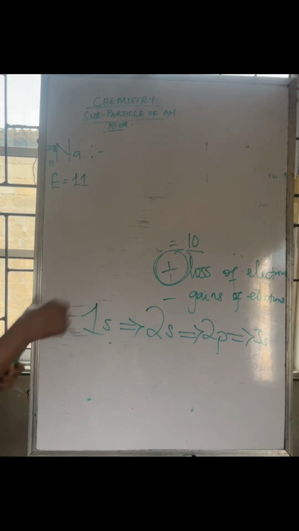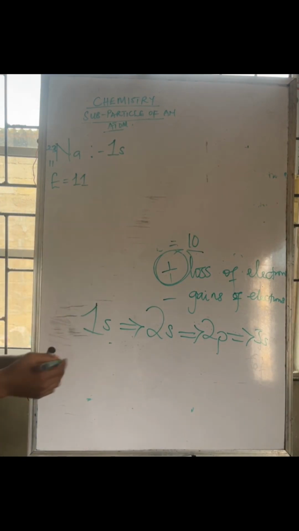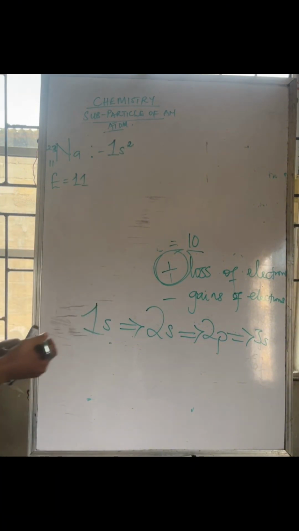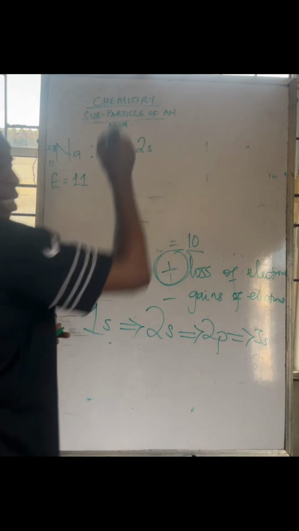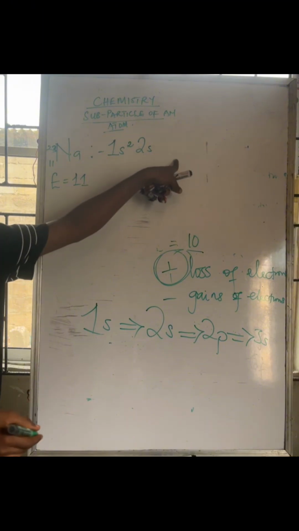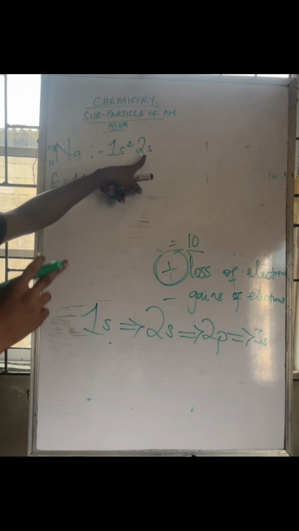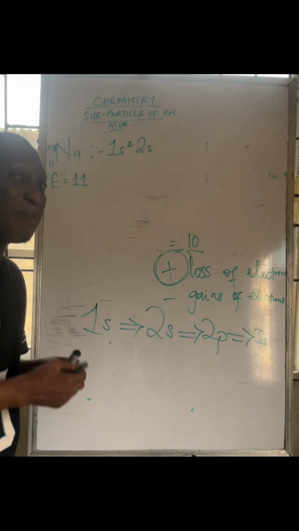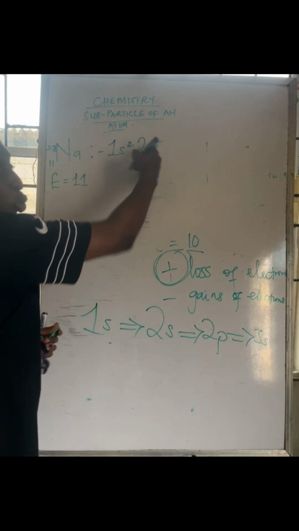Now, shall we go? From 1s, and I already told you that the s orbital can take a maximum of 2 electrons. So I have 1s2. After which, from 1s, I move down to 2s. Don't forget, provided it is an s orbital, the maximum you can have is a 2. So 2s2, 2 and 2 is 4.